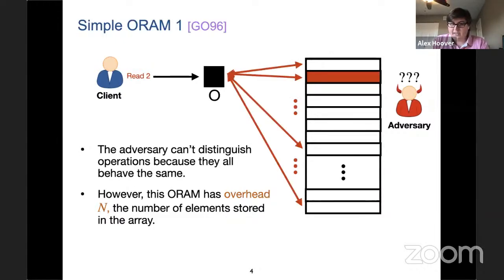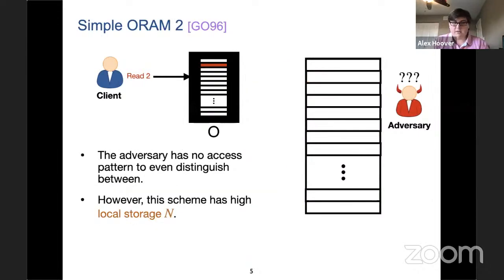And so I'll go over two really quick simple ORAMs. One is just kind of the read everything ORAM that has insane overhead. It just accesses the entire server every single time a client requests something. And we say this has overhead n. Another simple ORAM is one that just holds the entire array locally and doesn't touch the server at all. And we say this has local storage or state n. And this just maintains the array for the client locally.